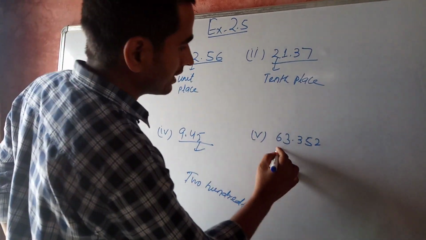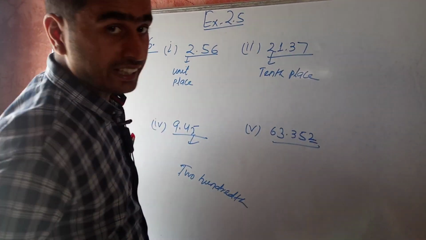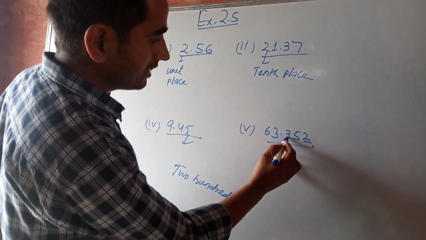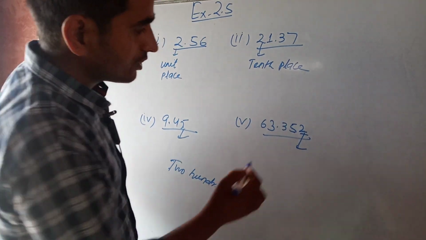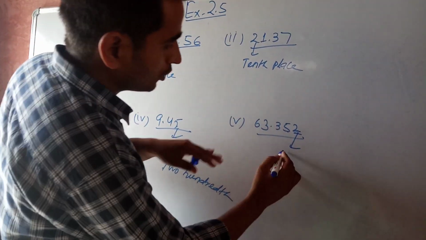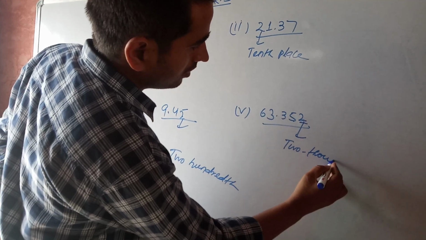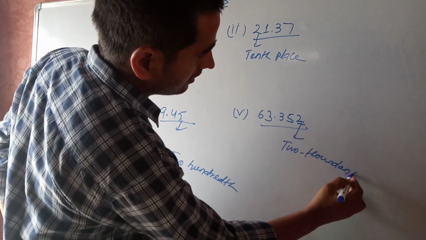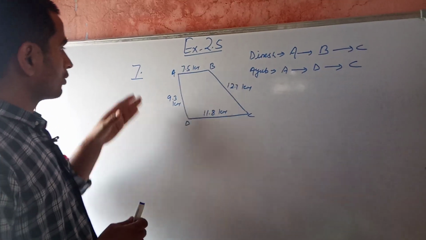Now coming to this question. Here we have to tell the position of this 2. After the decimal, the first digit is at the tenths place, then the hundredths place, then the thousandths place. So this 2 is at the thousandths place. Now coming to question number 7.